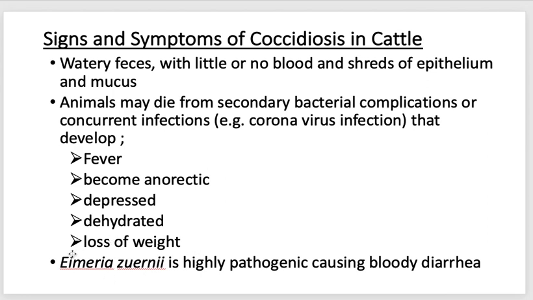And also, if the animal is affected by Eimeria zwini, we say Eimeria zwini is highly pathogenic and they cause blood diarrhea. So you can see normal watery diarrhea in other infections of Eimeria, but if the animal is affected by Eimeria zwini, you'll find out the pathogens will cause bloody diarrhea. So it will be blood diarrhea.